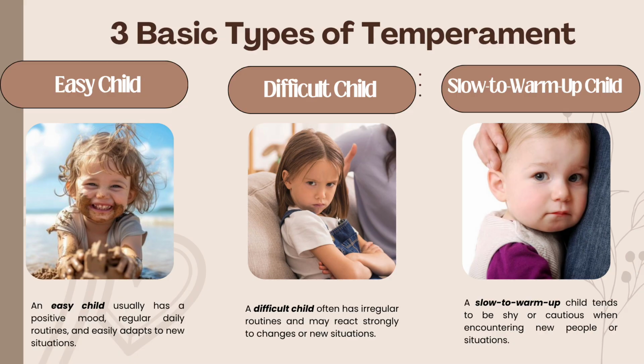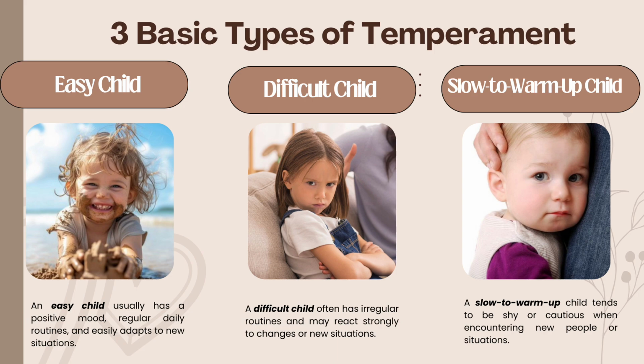The second type is the difficult child. It often has irregular routines and may react strongly to change or new situations. So these children may become upset more easily and may react strongly to changes or new situations. They may cry often, become frustrated quickly, or resist new routines.